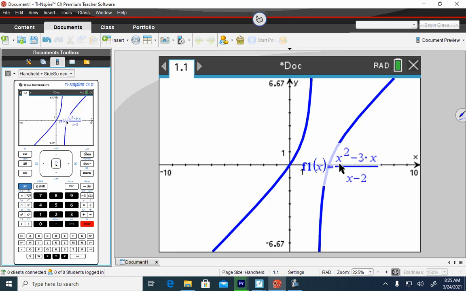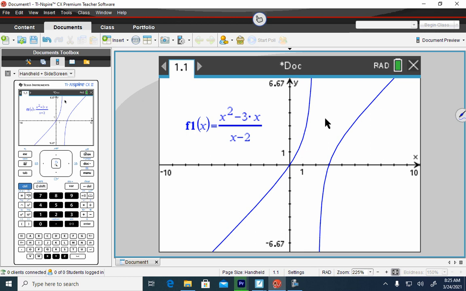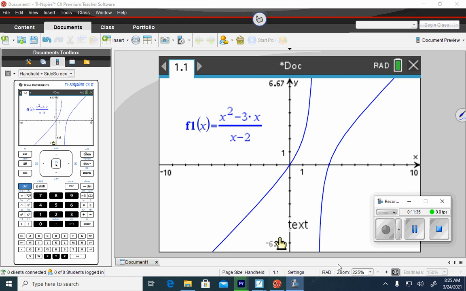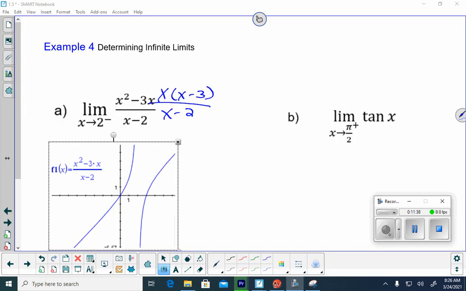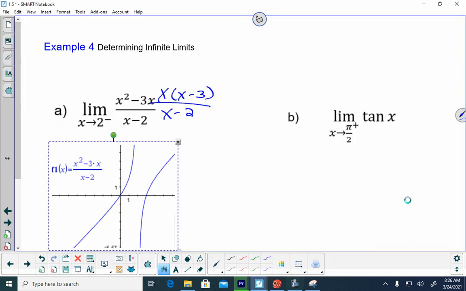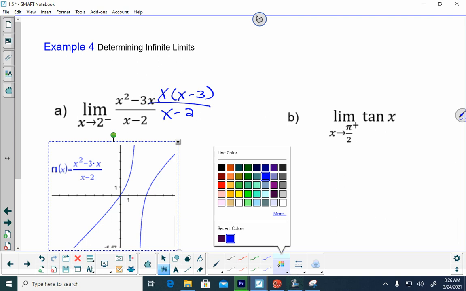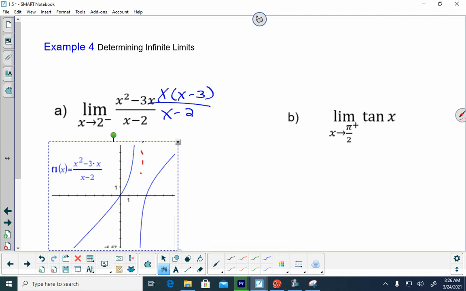And when I graph it, this is what I have. Remember, I'm looking at x is equal to 2. So let's just grab this so I can write all over it. I'm just looking at the graph when I do this. This is 2 right here. Use a different color. This is 2 right here.